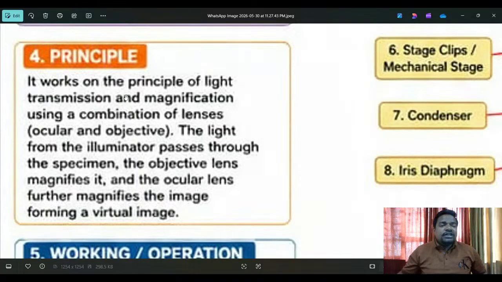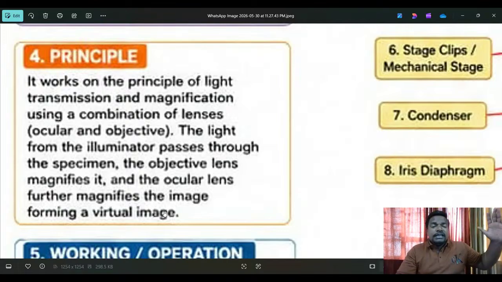It works on the principle of light transmission and magnification using a combination of lenses, ocular and objective. The light from the illuminator passes through the specimen. The objective lens magnifies it, and the ocular lens further magnifies the image, forming a virtual image. Listen carefully. Why am I bringing in all these points? Because I want to give you very clear information and lots of experience. With 18 years of experience, we have faced different types of problems and succeeded in our life. That's why we gain more experience, ups and downs. Those experiences are definitely very useful in your day-to-day life.